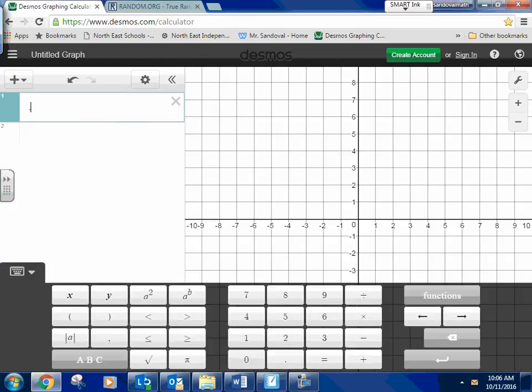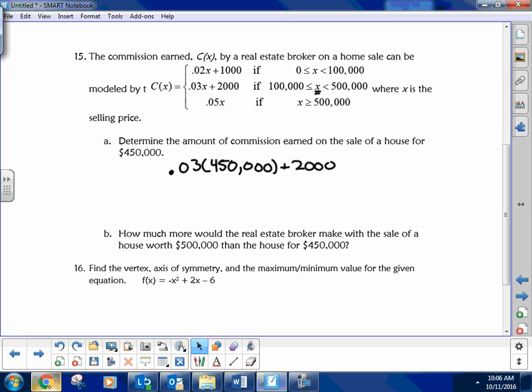How about just use this? You have the 450,000 plus 2,000. So there it is, 15,500. That's the solution. You can see it right over there in the little box. That's just pretty much an easy numerical computation.